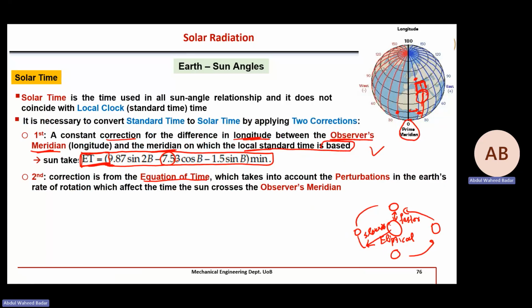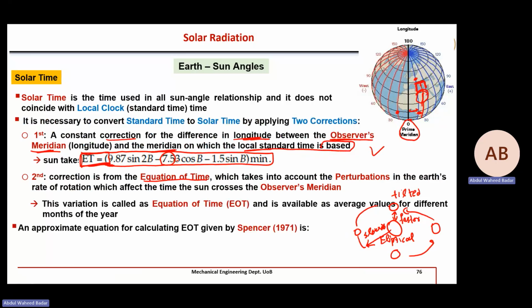And the second is more complex, because the Earth is tilted, rotating in a tilted plane, right? So this complex geometry causes the horizontal motion of the Sun to vary throughout the year. So we have to combine these two effects, and we define the equation of time. So what is that equation of time?